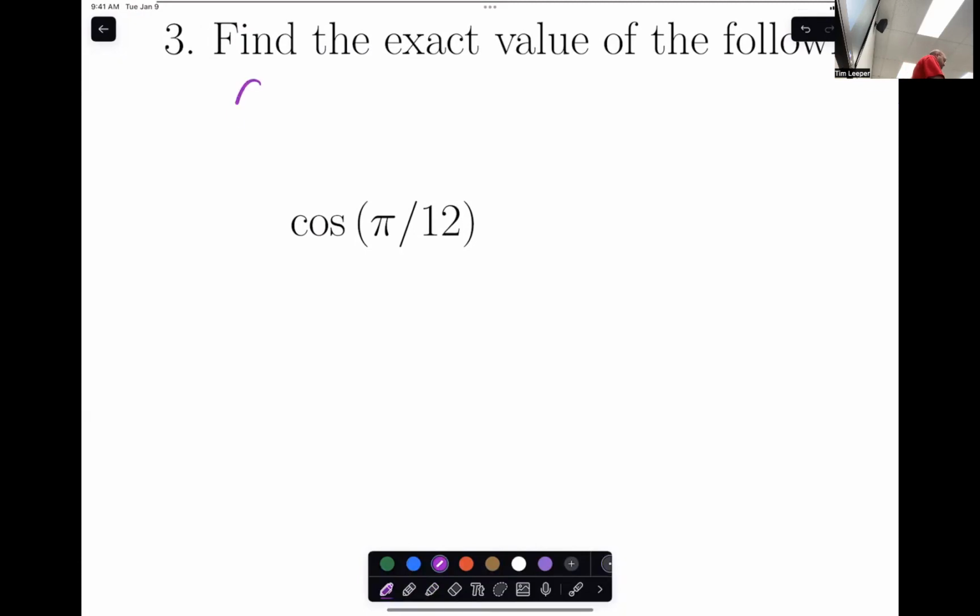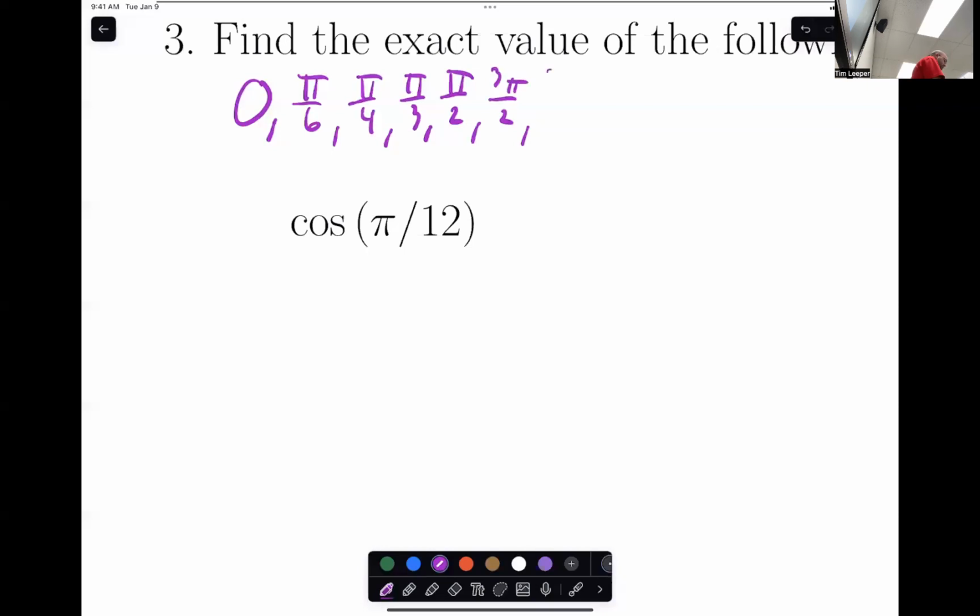Here, I'll do the hard one. There you go. What's the next special angle? It's Pi over 6, then Pi over 4, then Pi over 3, then Pi over 2, then 2 pi over 3.